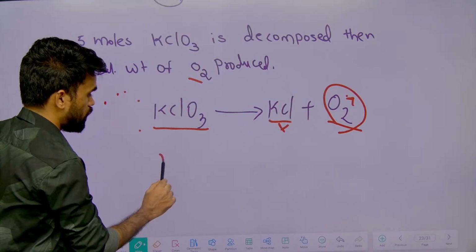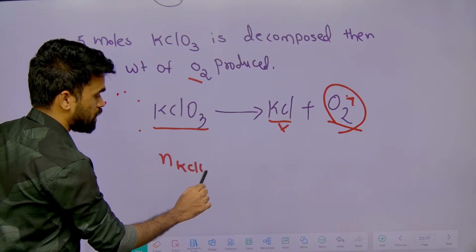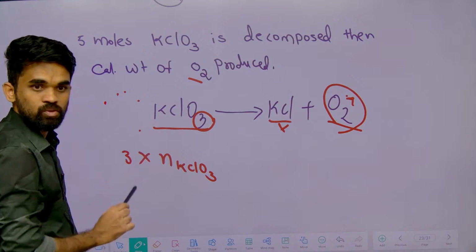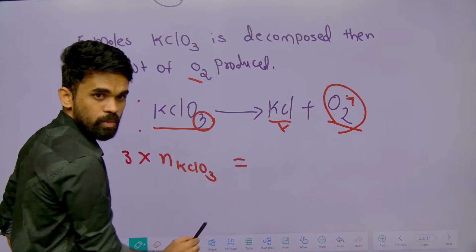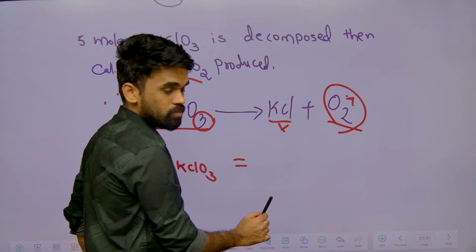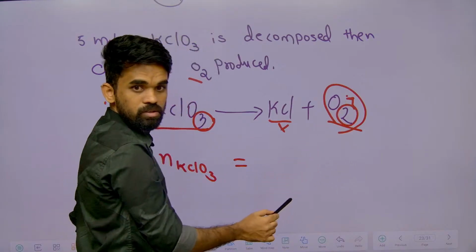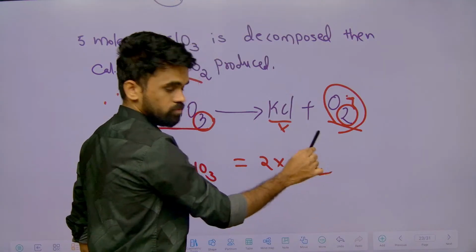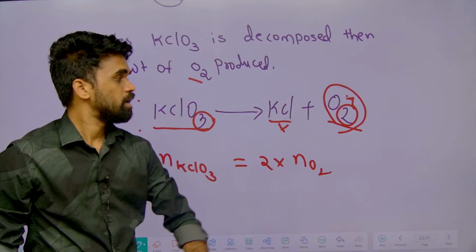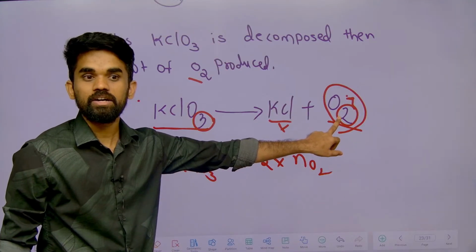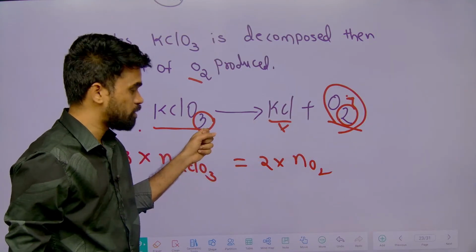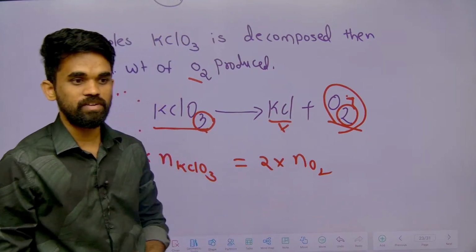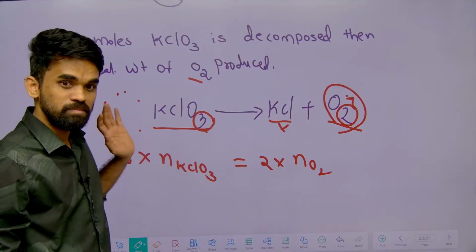Okay, so I should take the number of moles of KClO3, but how many oxygens are there? So 3 into N of KClO3 I should write. This side equals, what should I write? 2 into N of O2. Is this clear, what I am doing? Atoms should be conserved. What should be conserved? Atoms. How many atoms are we saying here? 3 into that moles, 2 into that moles. Done? Yeah, simplify now. Writing this equation is the main thing.